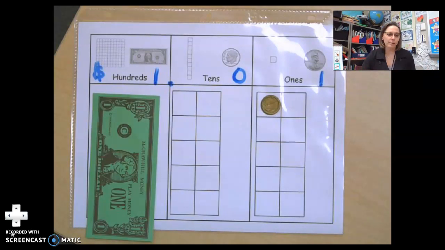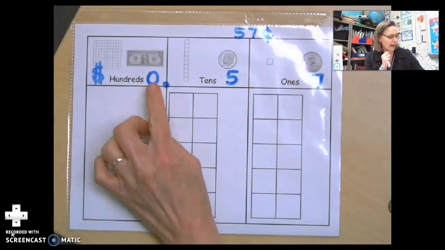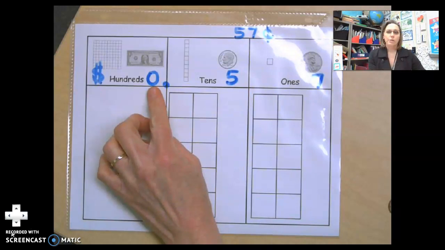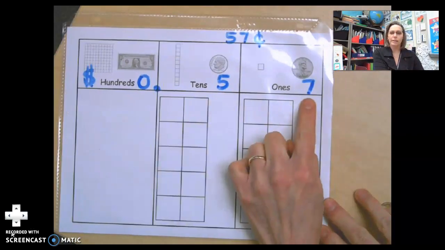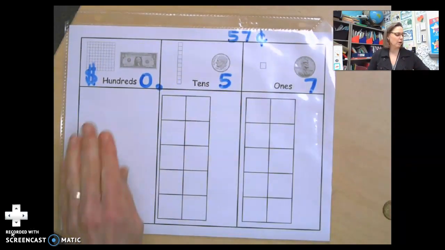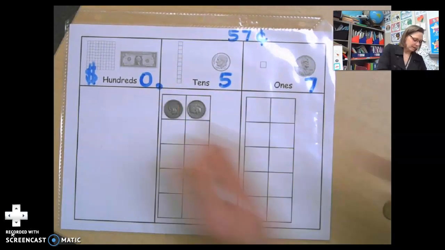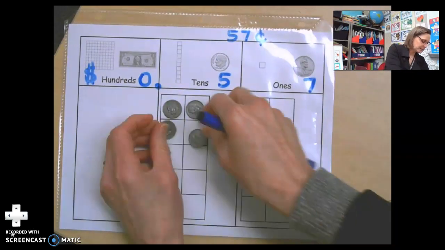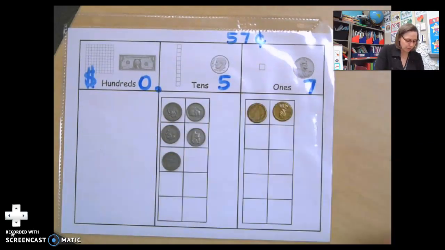All right, let's try another one. Now this one looks a little funny, doesn't it? We've got a dollar sign, but we don't have any dollars. So I do know that we have 5 dimes and we have 7 pennies. So I don't have any dollar bills. I can't put anything there, but I could put 5 dimes in. And let's just see how much money this actually gives us if we have 7 pennies in here too.